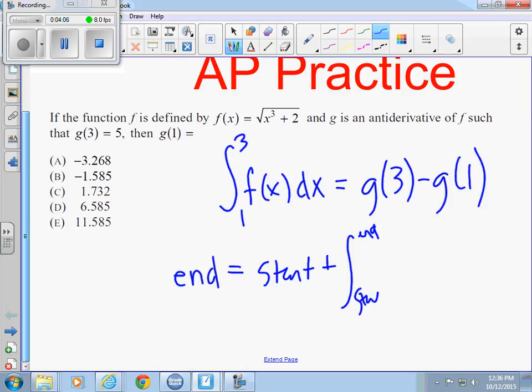Okay, so what do we get using a calculator? Why B? What did you get? How'd you do it? Okay, so this integral is done in the calculator, correct?